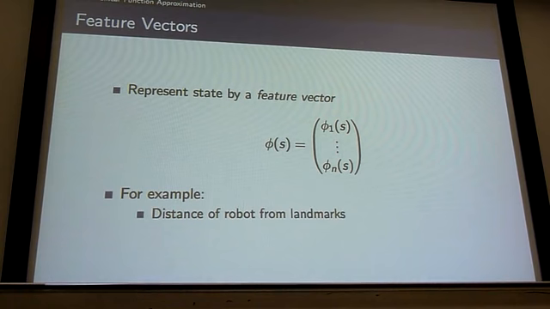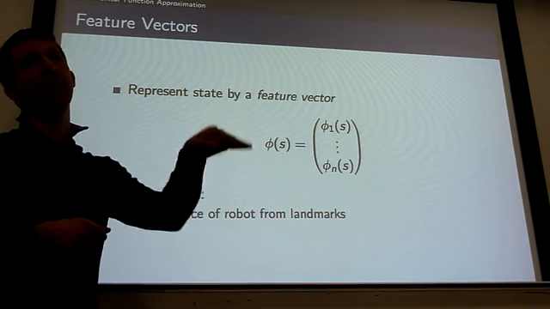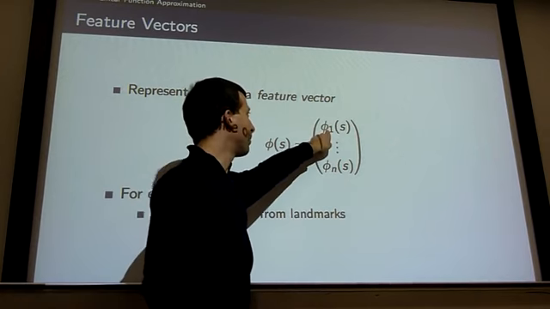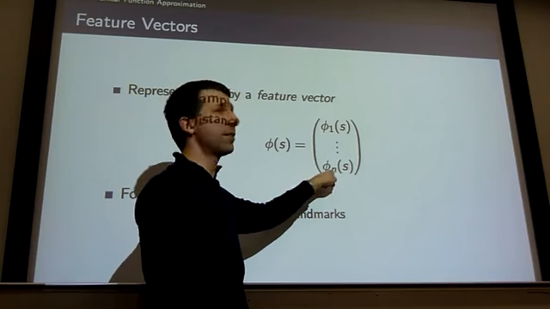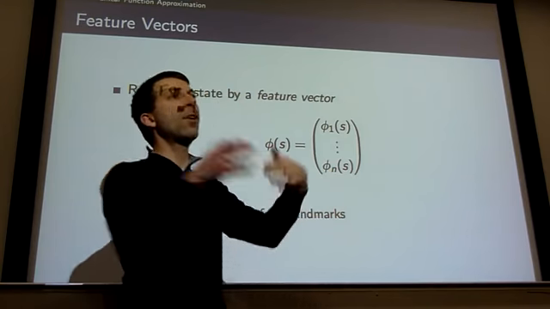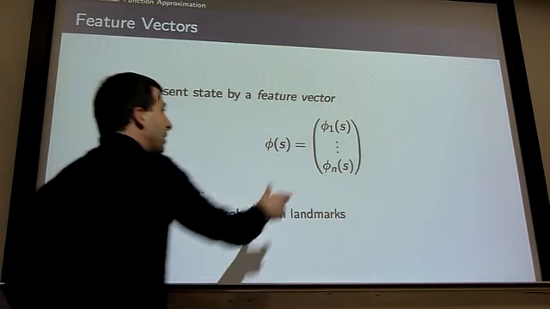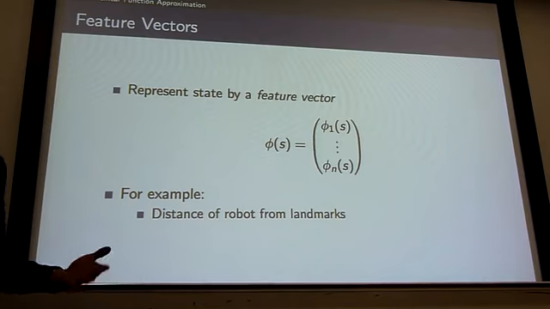Some examples might be, maybe you've got a robot moving around, and we're going to represent the state of this robot by its distance from a bunch of different landmarks in its region. So this might be, how far is it from the first landmark? How far is it from the second landmark? All the way down to the nth landmark. And now, instead of looking at the exact state of that robot, we're going to throw that away. We're going to replace it by this feature vector representation of what's happening to the robot.